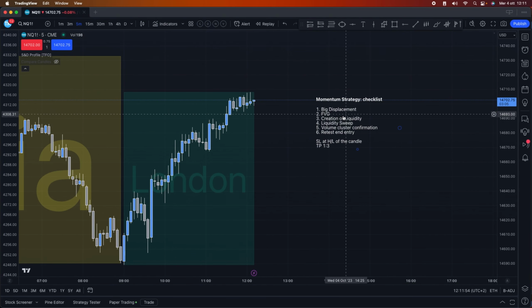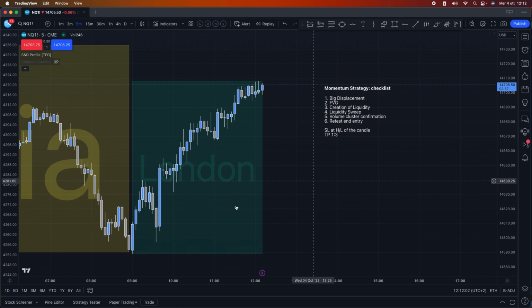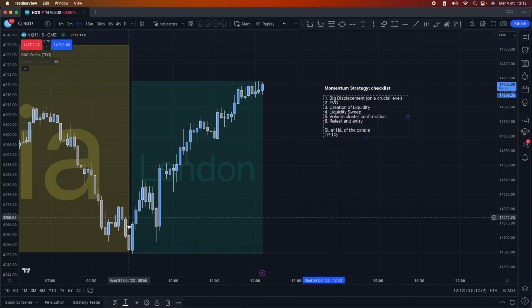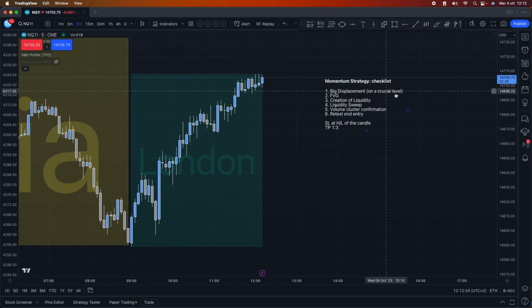Point one, the first thing, you have to see a big displacement. Big displacement, what I mean, a huge candle. One thing I forgot, on a crucial level. What I mean by a crucial level is the Asian session highs and lows, I mean liquidity, I mean supply and demand. I made a lot of videos about this topic, but this is crucial.